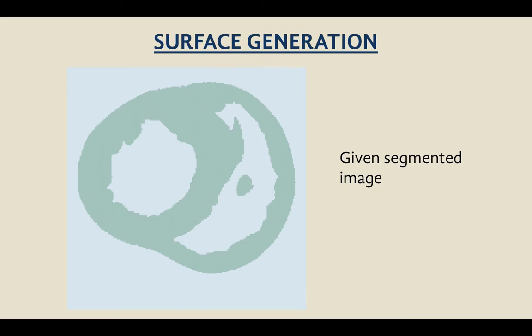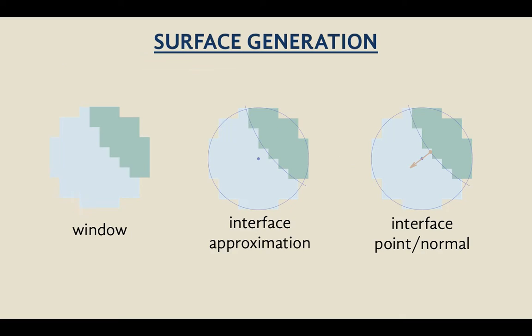So given a segmented image, we're looking here at a two-dimensional slice of canine ventricles. We are going to loop through the image with pixelated windows and find regions where there are interfaces. So for each particular window, we approximate the interface by minimizing a relative error functional that compares geometric properties of the pixelated region to the approximated region. Once we've defined this parameterized curve, we put a point on that curve and an outward pointing normal, and we can generate an oriented point cloud.